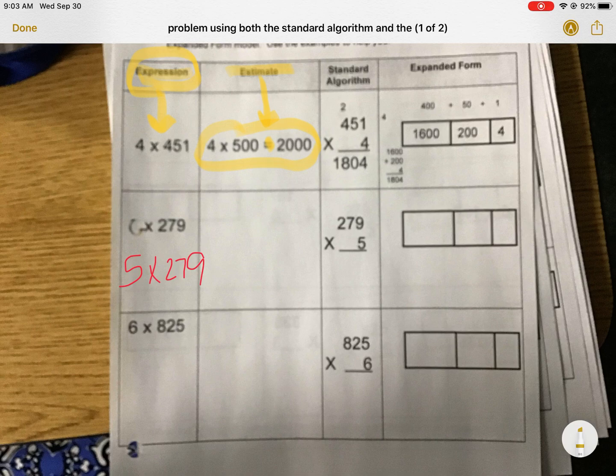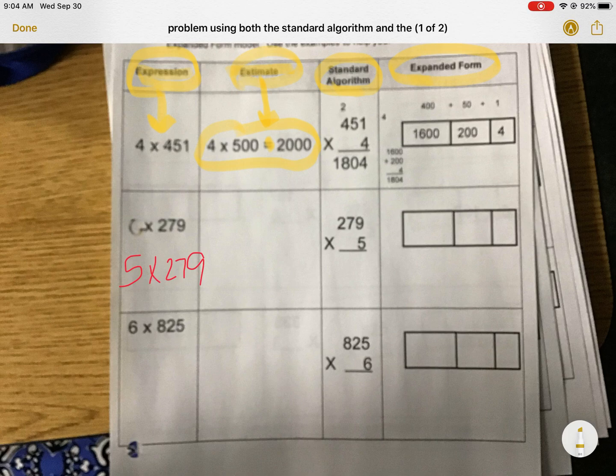We're going to solve each estimate for the original expression. Then we're going to do the standard algorithm. That's probably what your mom and dad will be more comfortable with. They may not know how to do the other model. We're also going to do the expanded form model, where we use our place value and we put it inside the bars, and we sometimes call that the area model. We're also kind of using the distributive property when we do this.